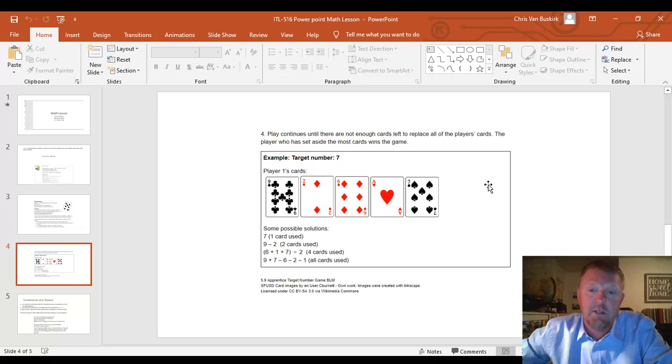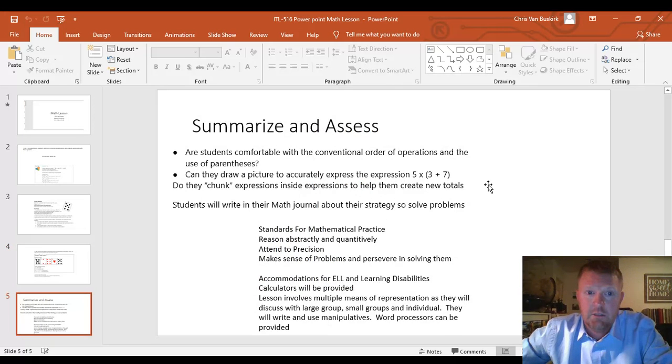So we'll start the lesson off in large groups, then we'll break off into this activity with groups of 2 or 3. And then after that, we'll summarize and assess in a large group. We'll get back and we'll talk about the different strategies that they used.